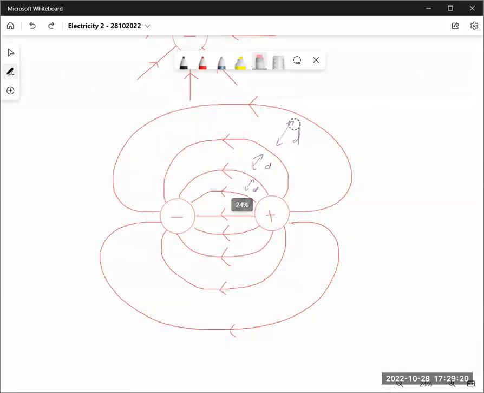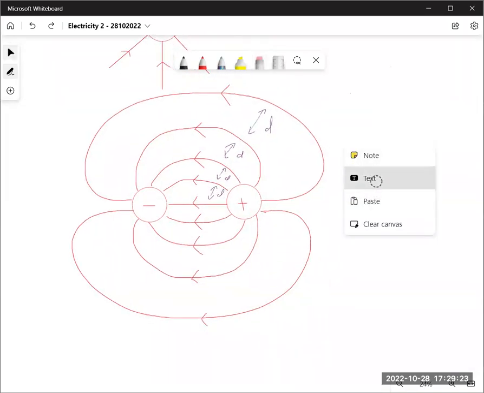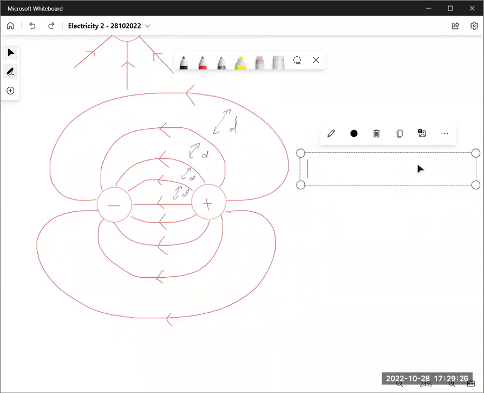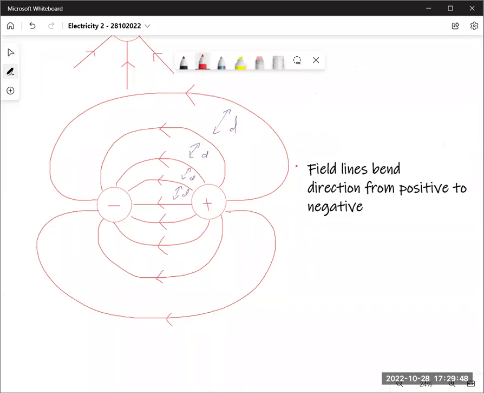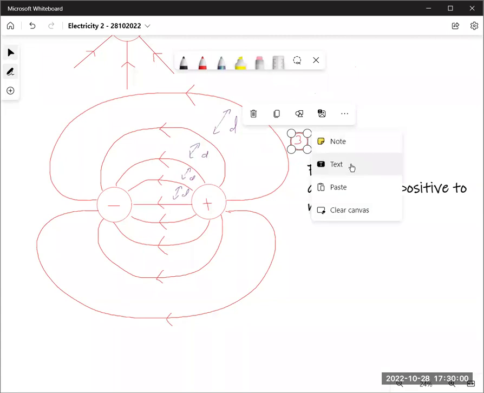You don't have to draw the D. Don't draw that. So what we realize is a few things right here. Field lines bend, and the direction is positive to negative. Sir, this is the third one. Third one, yes. Third one, let's write the name. Write the name before writing it.